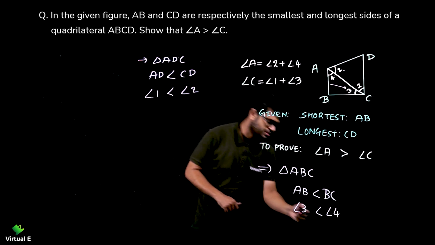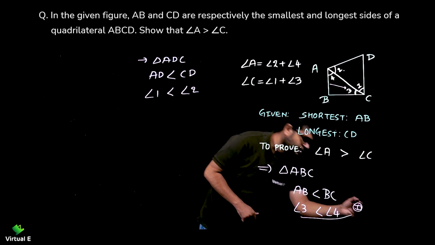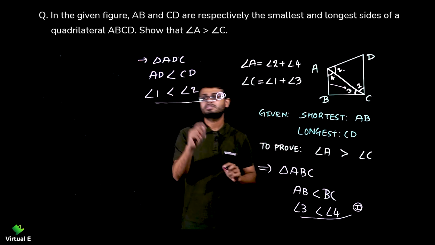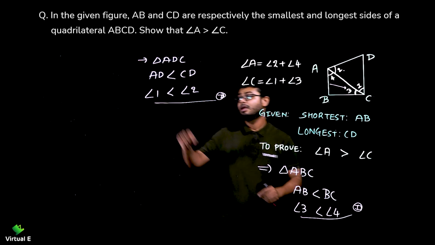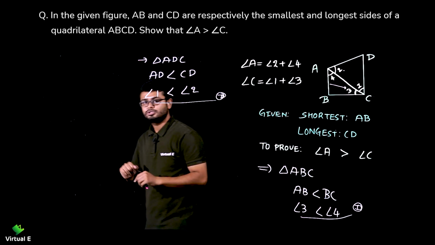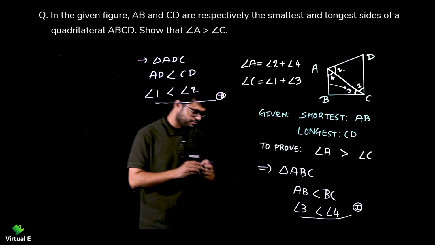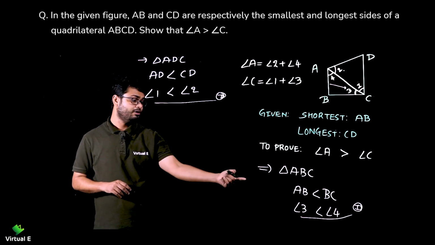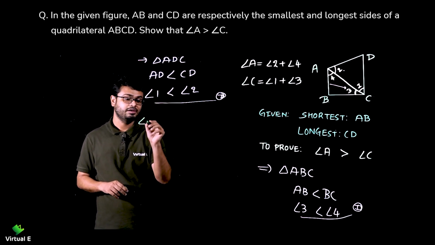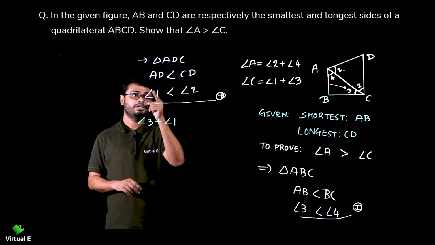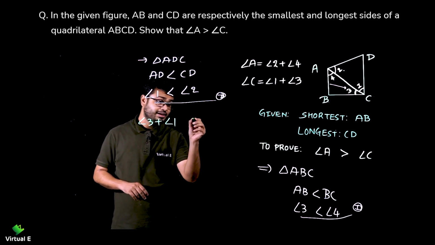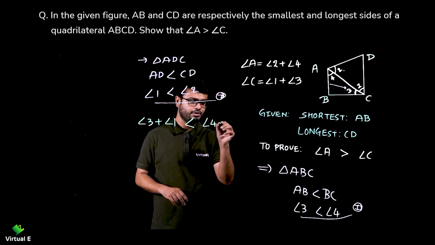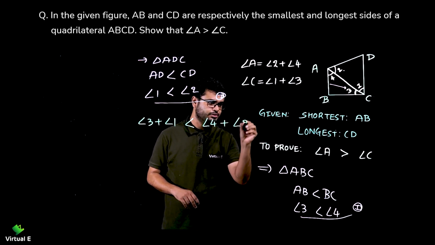Now we have two results. This is the first result and this is the second result, right? Angle 3 is less than angle 4 and angle 1 is less than angle 2. Now let's add them up. On the left hand side we have angle 3 plus angle 1, less than, on the right hand side, angle 4 plus angle 2.